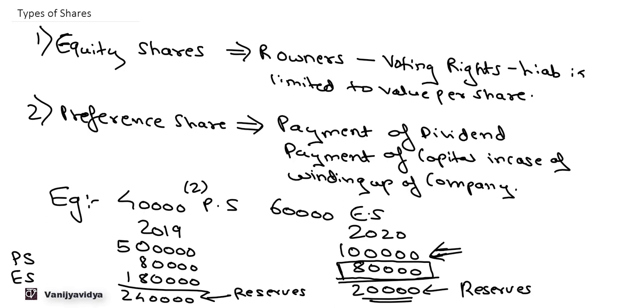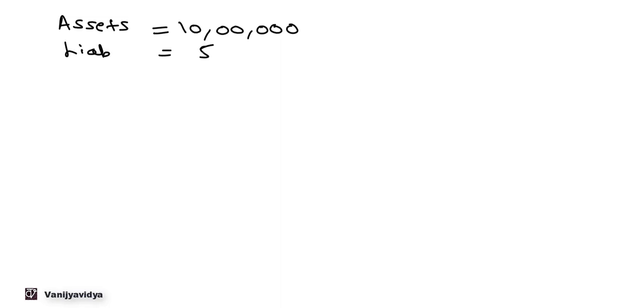Now, payment of capital in case of winding up of the company. Now let us see the example for this. Now, in case of winding up of the company, the preference shareholders get preferential right over equity shareholders. Now say a company is winding up. Assets are 10 lakhs and the liabilities are 5 lakhs. So after paying off all the liabilities, the total amount that remains is 5 lakhs.